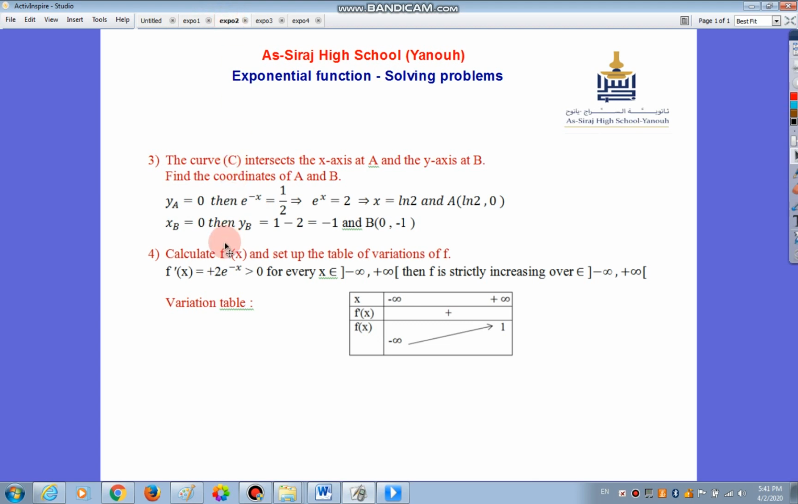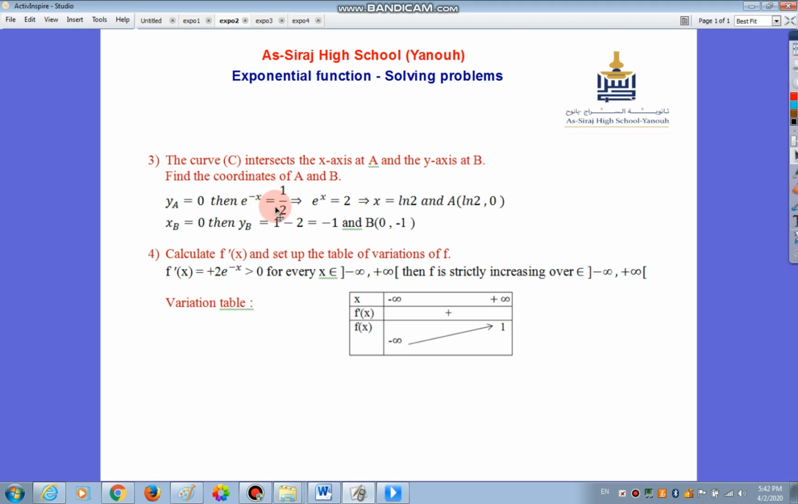Let's move now to the third part of our exercise. The curve C intersects the x-axis at a point A and it intersects the y-axis at a point B. Find the coordinates of A and B. A belongs to the x-axis, so y of A is 0. In this case, substitute y equals 0 in the original function f(x). You will get e power minus x equals half.